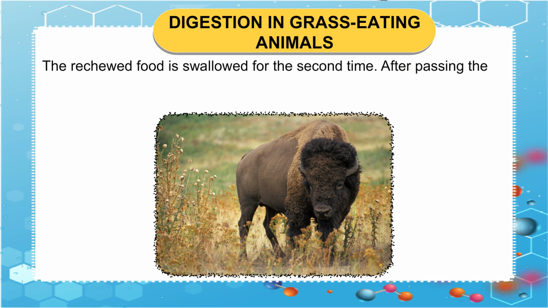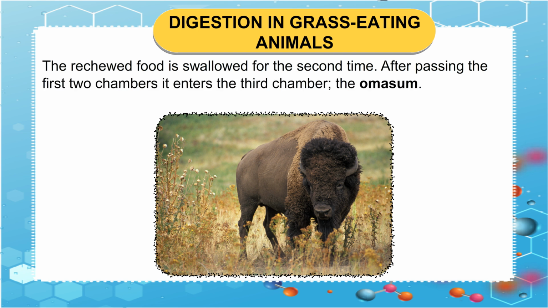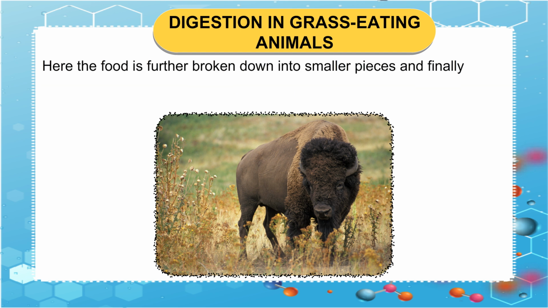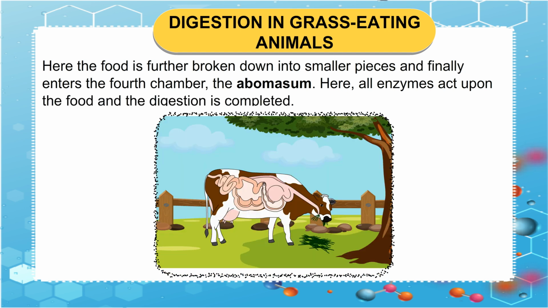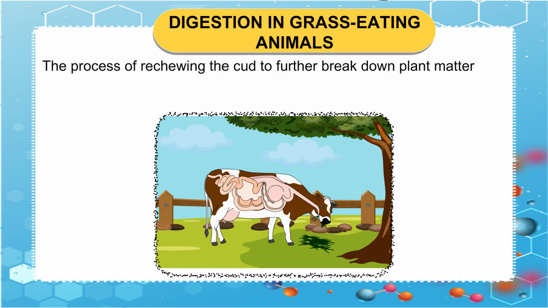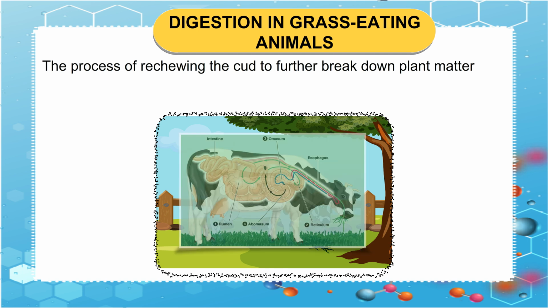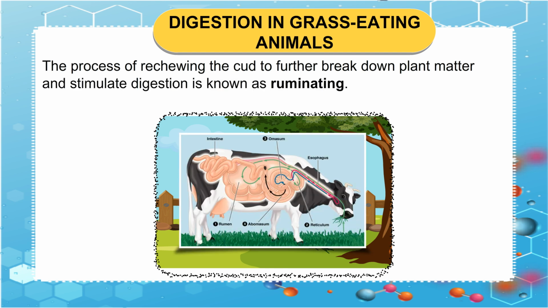The rechewed food is swallowed for the second time. After passing the first two chambers, it enters the third chamber, the omasum. Here the food is further broken down into smaller pieces and finally enters the fourth chamber, the abomasum. Here, all enzymes act upon the food and the digestion is completed. The process of rechewing the cud to further break down plant matter and stimulate digestion is known as ruminating.